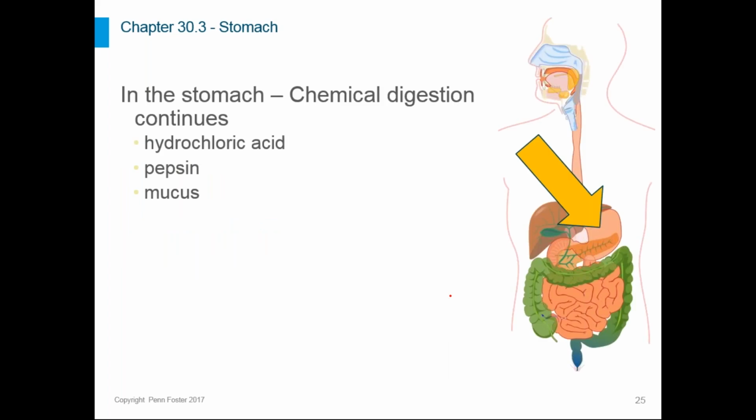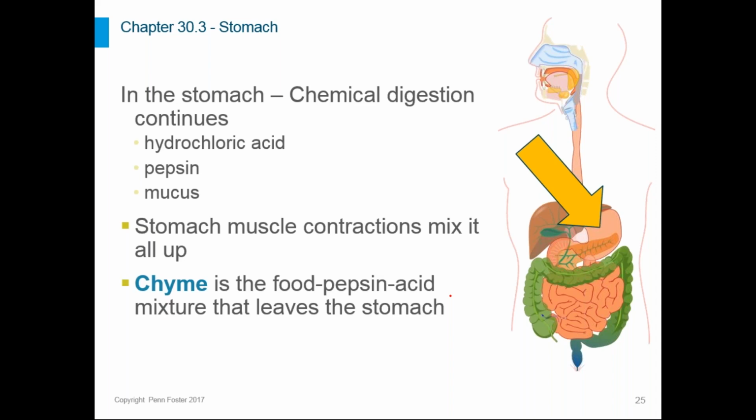Okay, the food arrives in the stomach and chemical digestion continues in the stomach. The stomach makes hydrochloric acid and makes an enzyme called pepsin that breaks protein into smaller pieces. It makes mucus, which lubricates the food as it moves and protects the stomach lining from the acid, so the stomach's acid doesn't hurt itself. The stomach muscles contract, and the contractions mix all of this up, and so you get a mixture of food and pepsin acid that leaves the stomach, and that is called chyme.